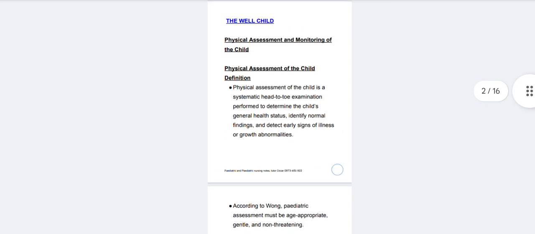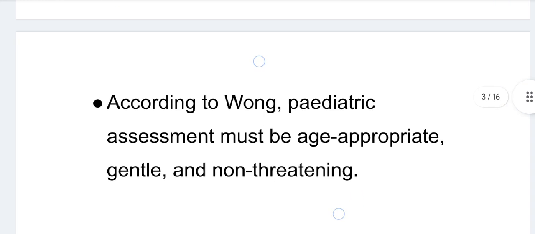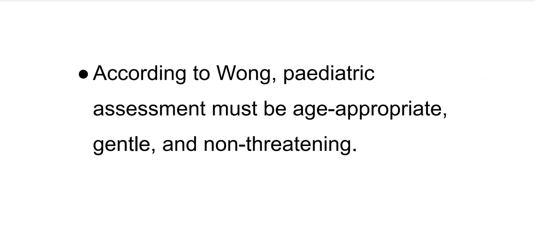So now we must know that according to Wong, a book recommended for pediatric nursing, pediatric assessment must be age appropriate, gentle, and non-threatening. So remember, we are dealing with children, just like in the pediatrics ward. When you go into the pediatrics ward, you see the walls drawn with some cars or numbers or cartoons. That is just to make sure that the ward is age appropriate, because it should not be threatening.